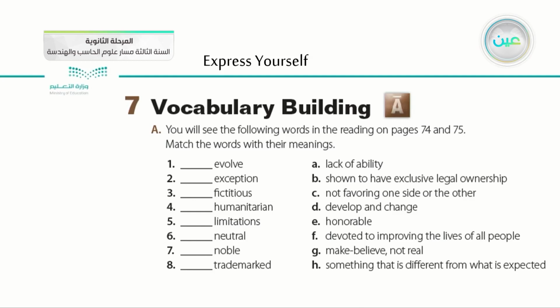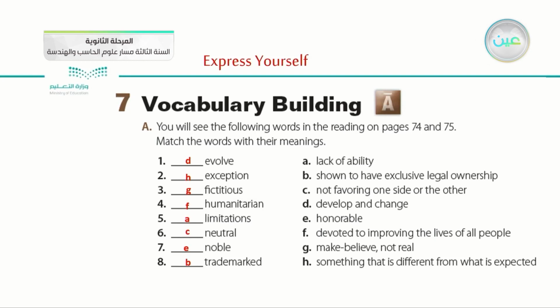Number 6, neutral, not favoring any party over the other, being in the middle. Number 7, noble, reputable person. And the last one, trademarked, is when something belongs to a company or to anyone exclusively. The answers of this exercise are as shown here on this picture.